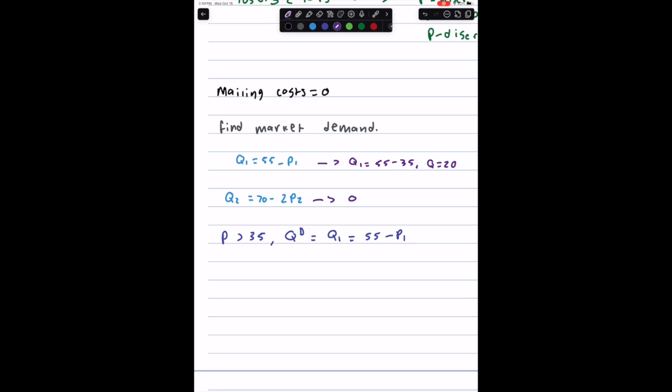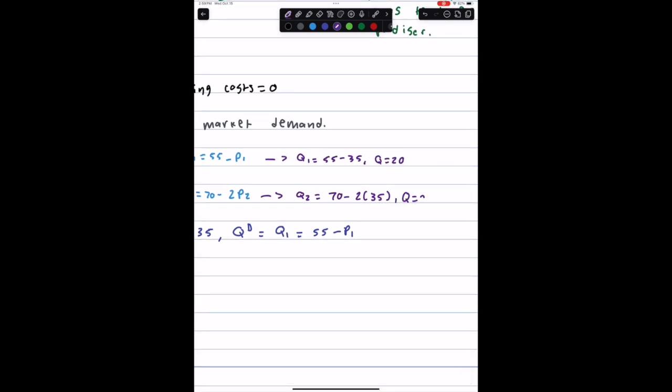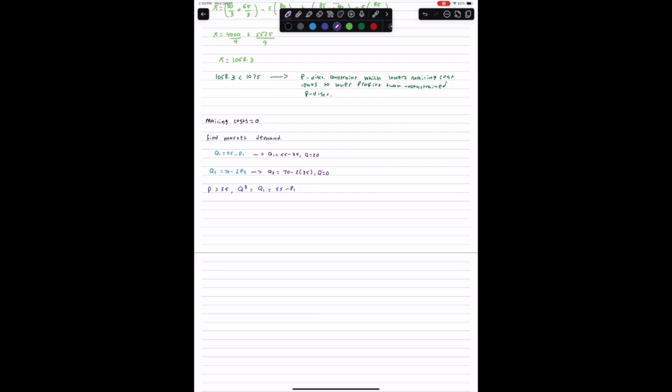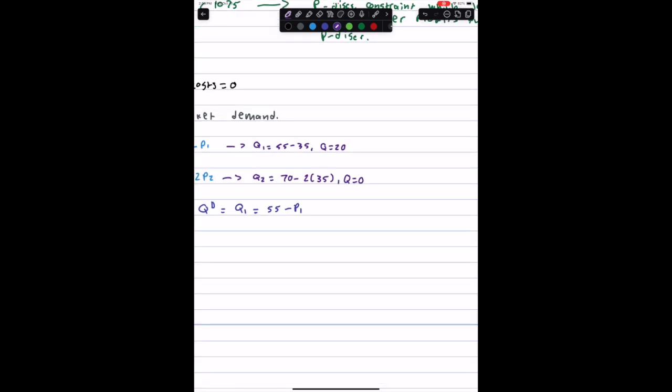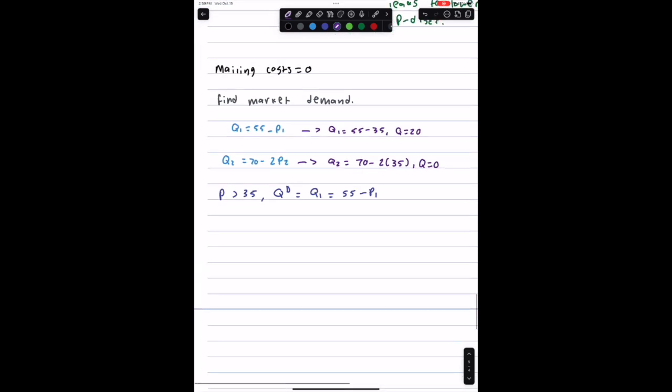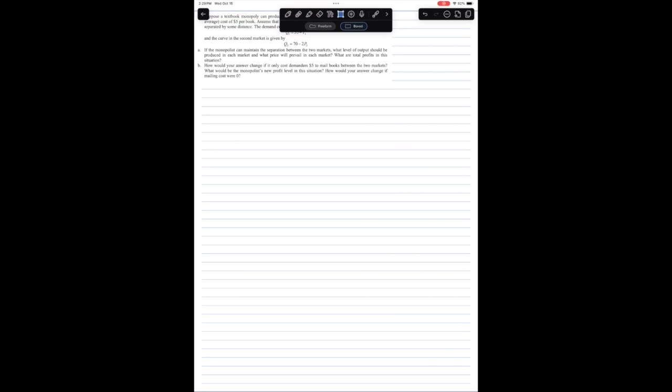We know that in the second market, right, if the price is 35, quantity is going to be equal to 0, right? And for any number above 35, quantity is going to become negative. So therefore, we can say that if the price is greater than 35, the market demand only consists of the demand of the first market, which is equal to 55 minus P1. Perfect. Now, what happens if the price is lower than 35?